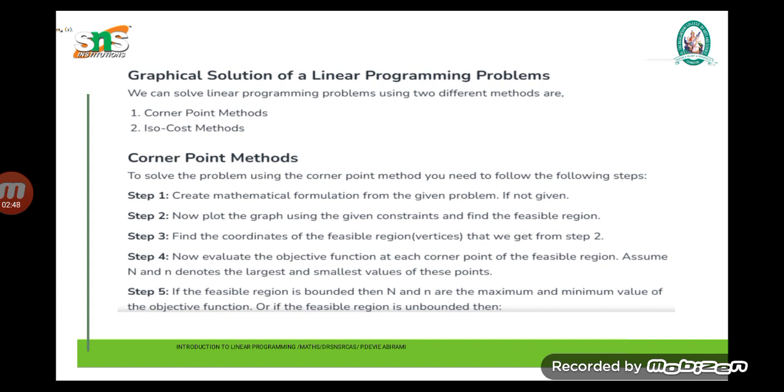Step 5. If the feasible region is bounded, then M and m are the maximum and minimum values of the objective function. If the feasible region is unbounded, then it has two cases. So as usual, we are going to formulate an LPP and plot the values. Now we have to choose the feasible region, whether it is maximum or minimum, and choose the corner points which are greater and smaller. If it is bounded, we will get both the maximum and the minimum value.